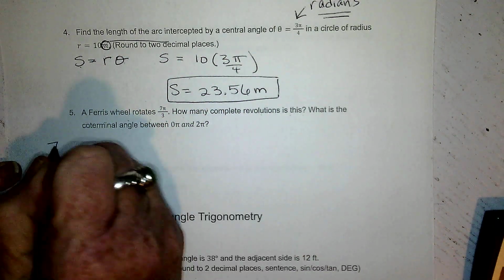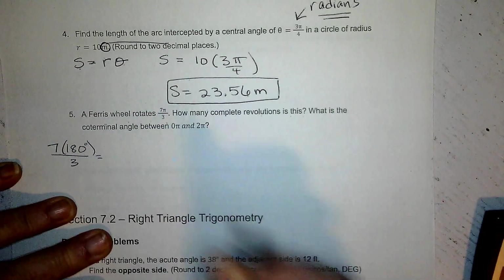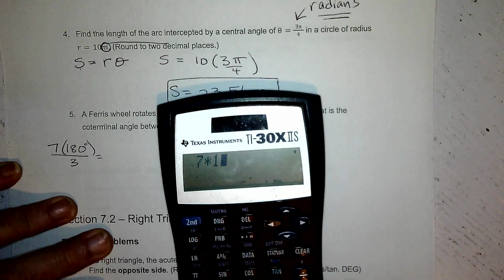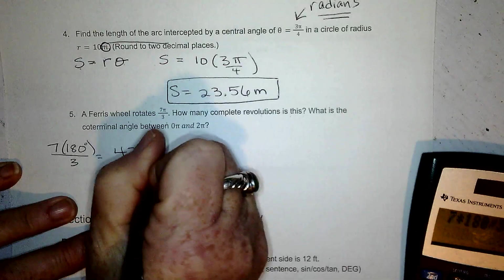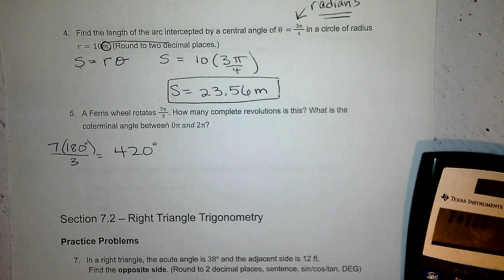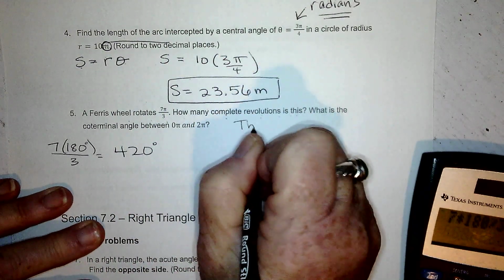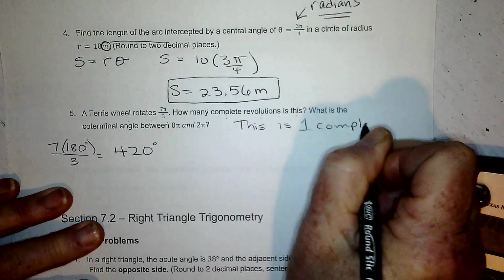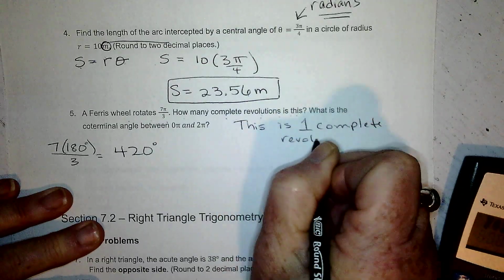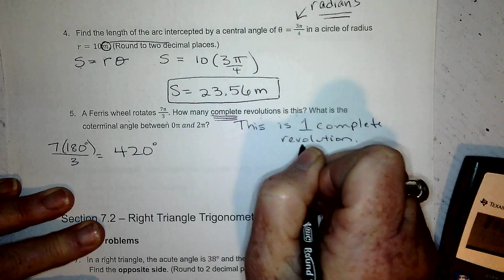All right, so take 7, I'm going to multiply it times 180 degrees, and divide that by 3 to change my radians to degrees. And that is 420 degrees. It's easier to see now that this is more than a full rotation, okay, because a full rotation is 360 degrees. So it says, how many complete revolutions is this? Because it's a question, this is 1 complete revolution. It's more than that, but for complete, that's the word we're looking for. It is 1 complete revolution.